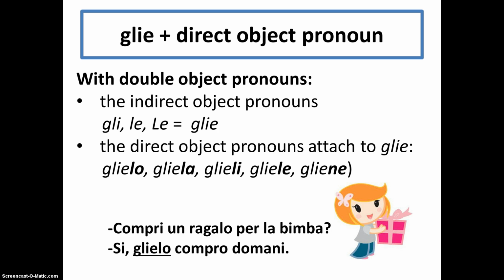In this example, the indirect object la bimba is replaced by glie, and the direct object regalo is replaced by lo, making glielo. Glie, the indirect object, lo, the direct object, glielo. As in previous examples, to translate this to English, begin with the verb and work backwards. Compro, I buy, lo, it, il regalo, gli, for her. I buy it for her.